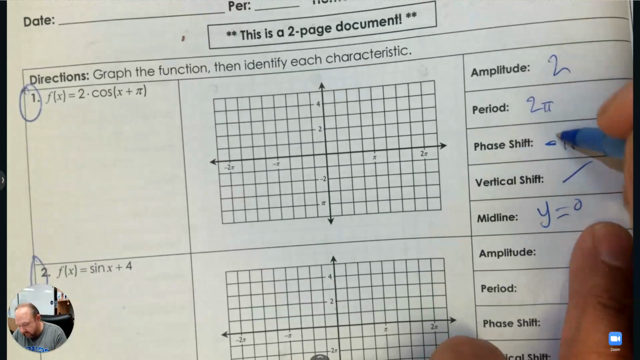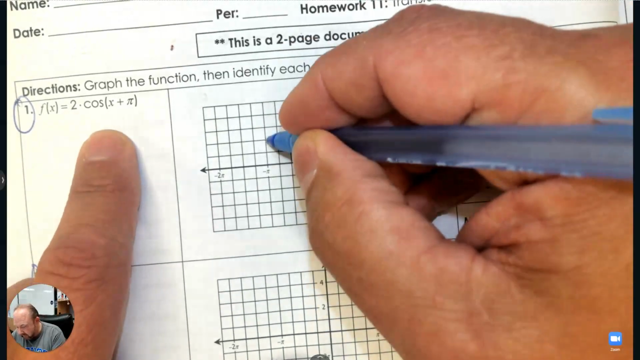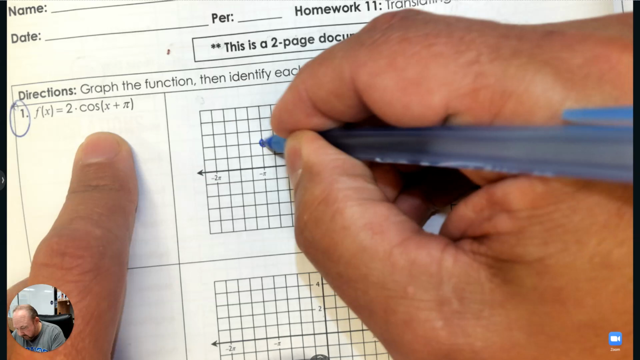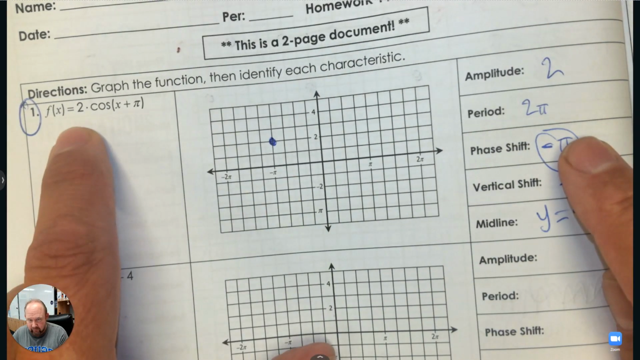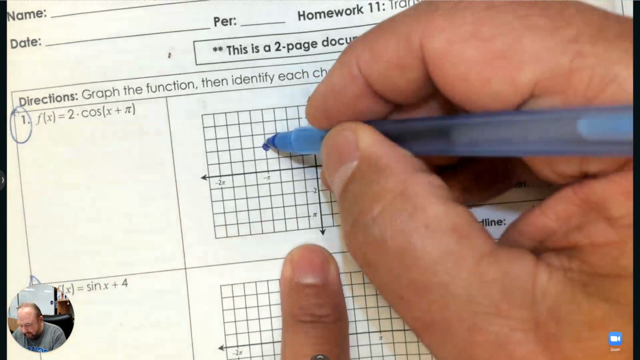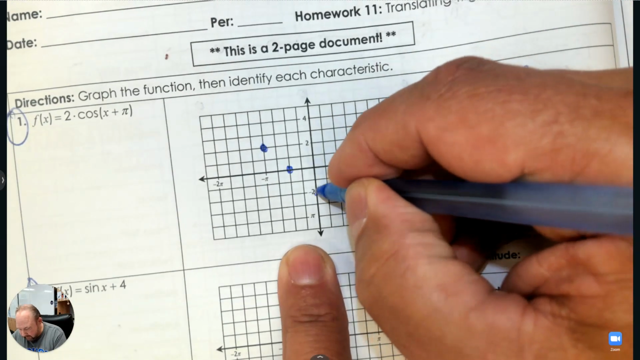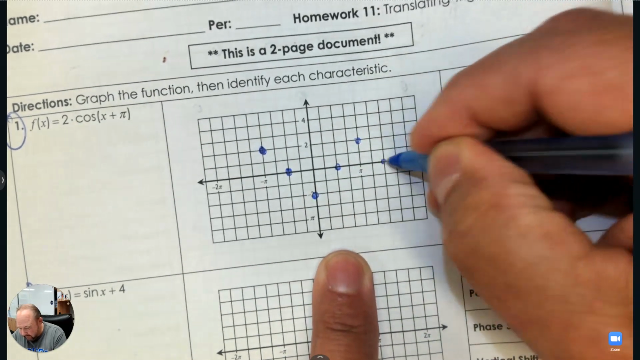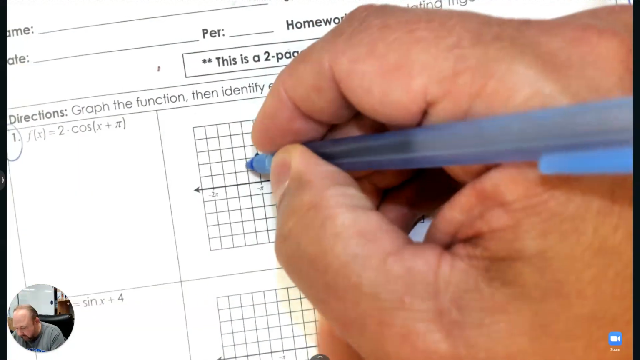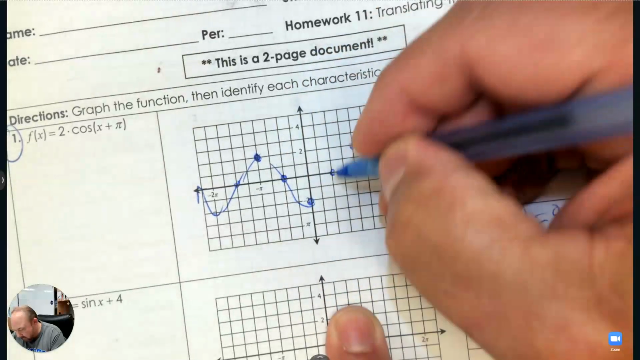I need to start at the phase shift, so I find where negative pi is, and then cosine starts at the top. So I find 2, the top of the wave, at negative pi, and that's where my graph is going to start. Then the next one is going to be in the middle, the next one at the bottom, then in the middle, then at the top, then in the middle, then at the bottom. You're going to follow this pattern till it's done, and then connect and make your wave.